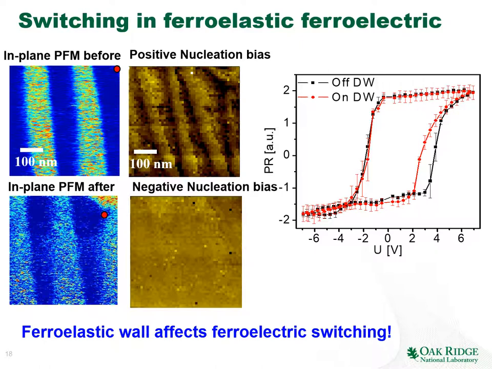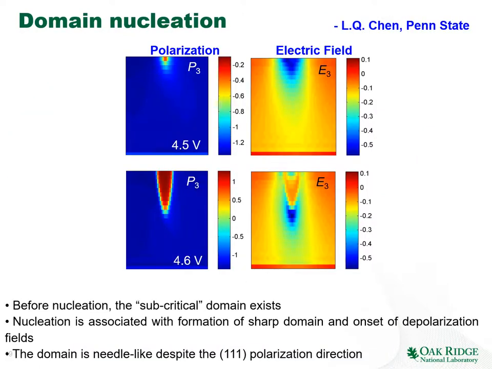And what we observed is that for negative nucleation bias, corresponding to this point of the hysteresis loop, the domains were essentially the same. And for the positive nucleation bias, we observed that some of the domain walls have depressions. So clearly, the domain wall somehow affected the switching of the out-of-plane PFM component. How did that happen? So what we did was to explore with Professor Longquin Chen's group at Penn State the mechanism behind the polarization switching using phase field modeling.